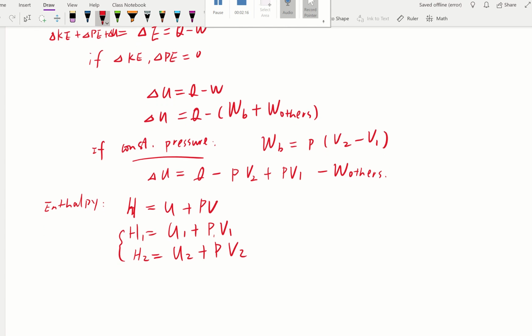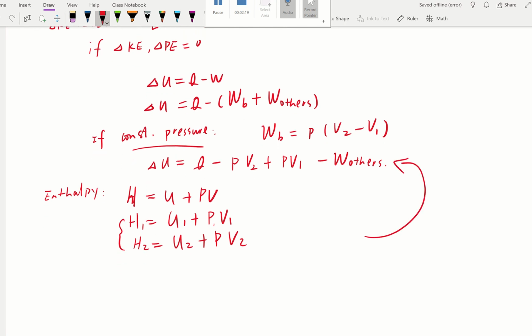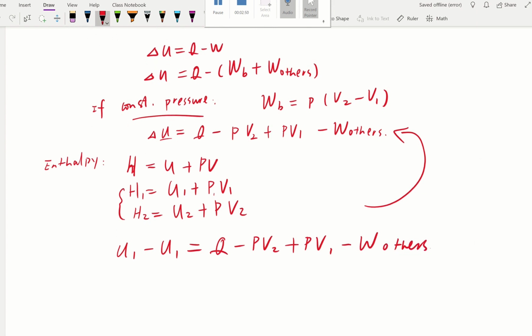Now we're going to bring this back to the equation here. Again, we're trying to figure out the equation for the first law for constant pressure. Delta U is the internal energy change, U2 minus U1, and that equals Q minus PV2 plus PV1 minus work others. By using enthalpy, we're going to remove these terms, bringing the PV1 to the left.